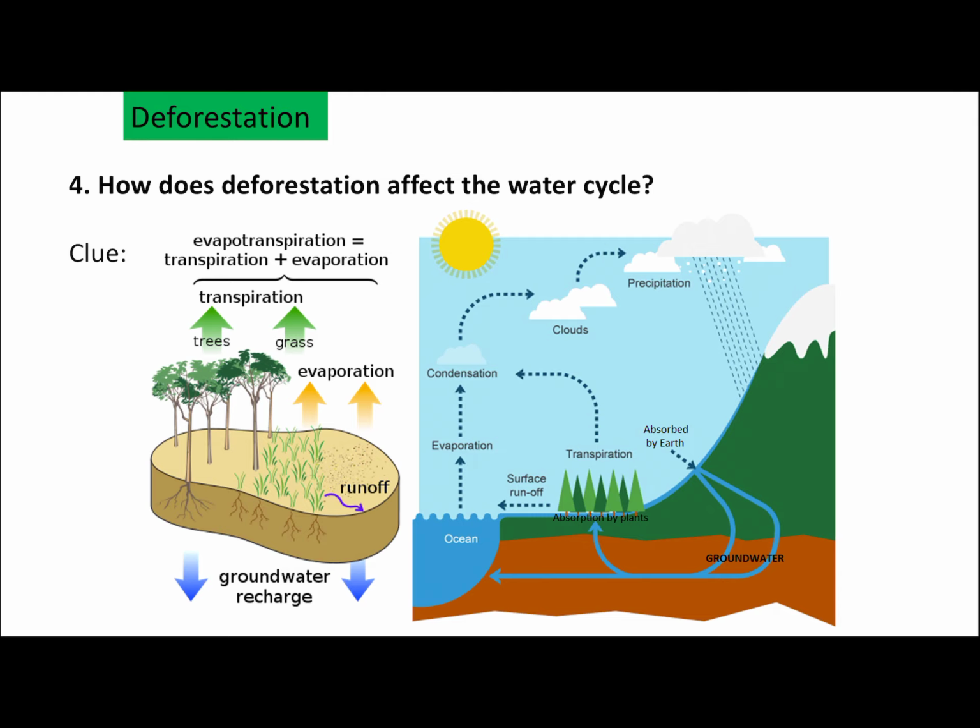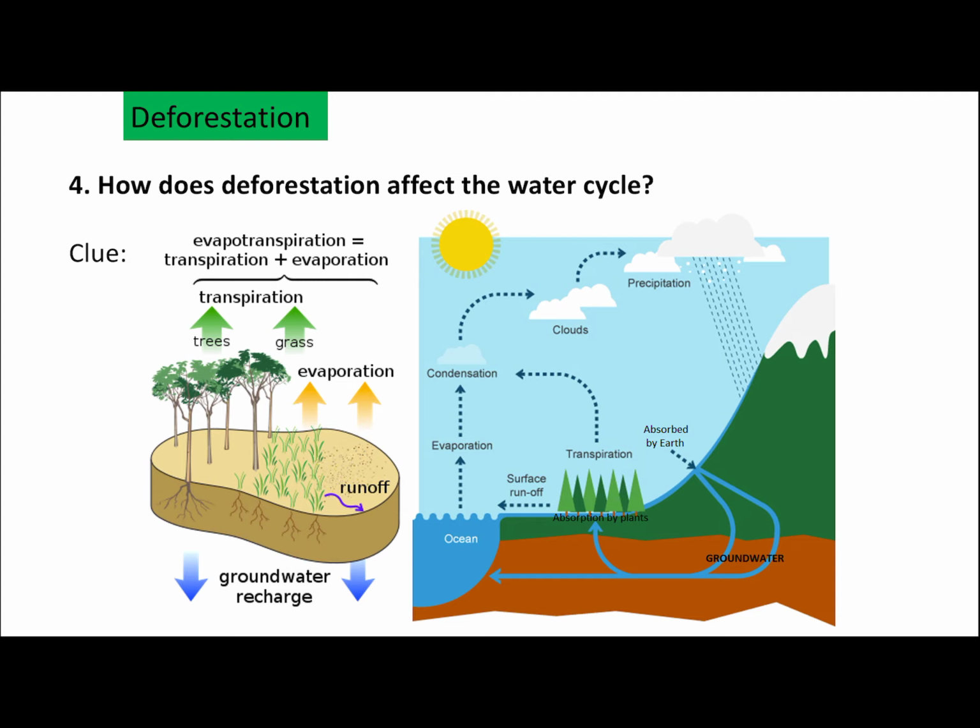So the combination of these two things together, transpiration from the leaves and evaporation from the soil, we give it the term evapotranspiration. So looking at the water cycle, the removal of trees will obviously decrease evapotranspiration, so the transpiration part of that, and there will be less water returning to the atmosphere. So if you can see on the second diagram, if there's less water returning to the atmosphere, there will be less clouds, there'll be less precipitation occurring.